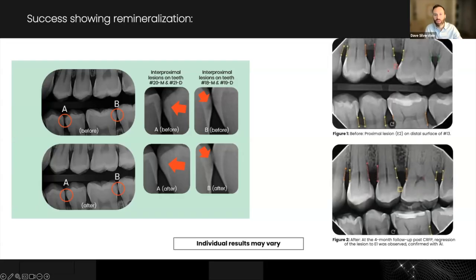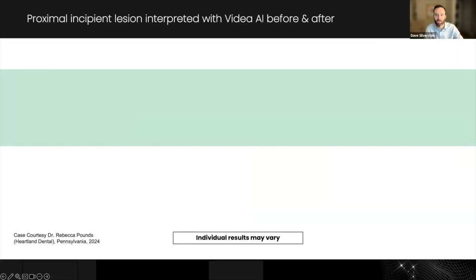In this one, the Vidia, which is the AI software that I use, on the top, the red box is showing a lesion that's closer to the end of the enamel, and then the yellow box on the image below shows at a 4-month follow-up, and that shows that the AI, which is an unbiased evaluation of the radiograph, is showing that that lesion, instead of advancing, has regressed into taking up less of the enamel, which is pretty amazing to see that confirmation from the computer.